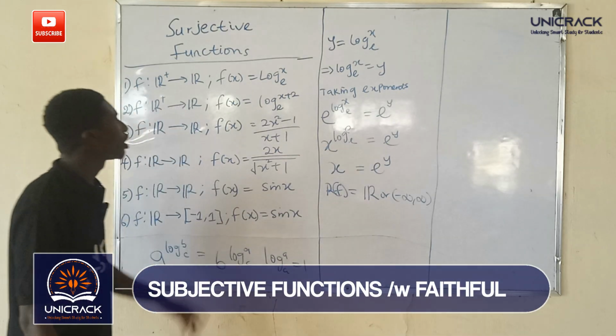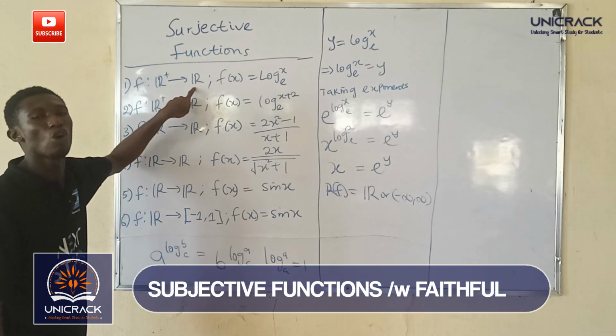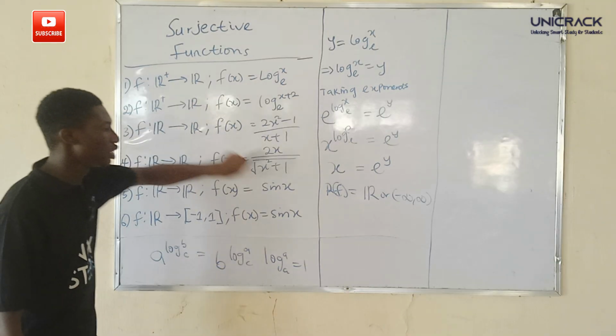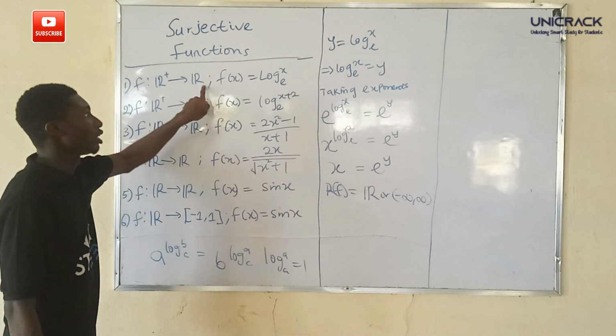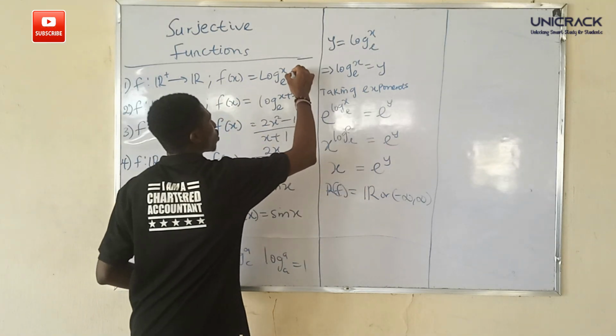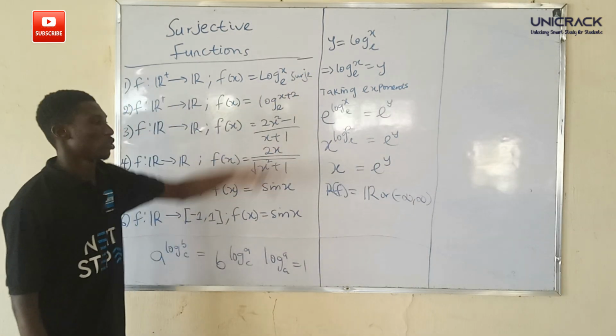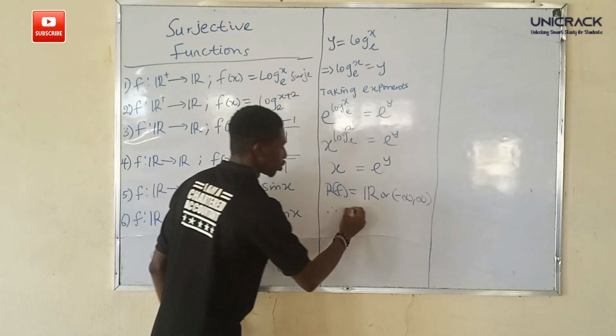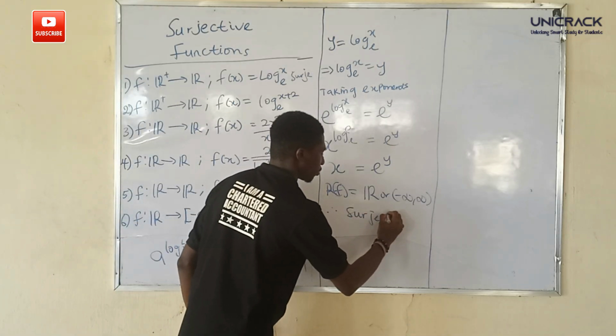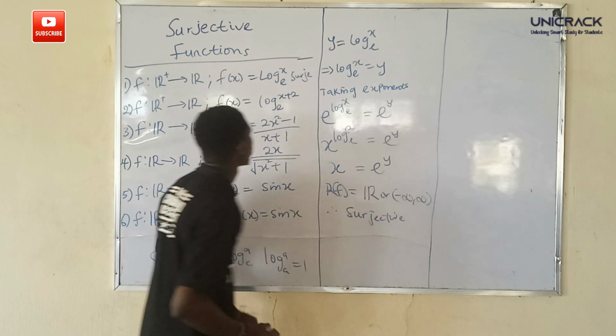What is the codomain of this function? It is all real numbers. And since the range is equal to the codomain, this function is what? Surjective. So this function is surjective. Therefore, we can say the function is surjective.